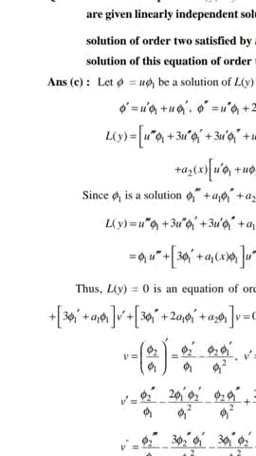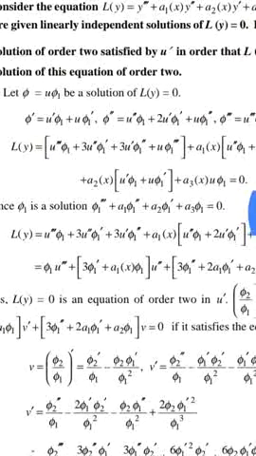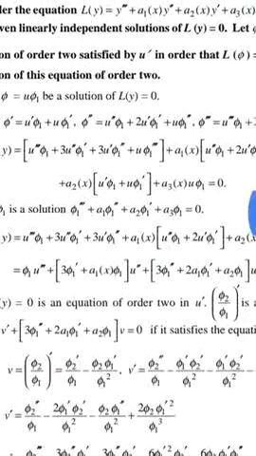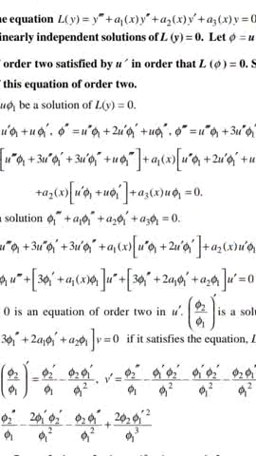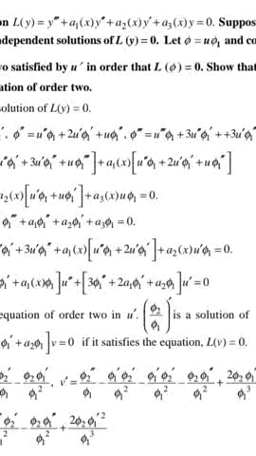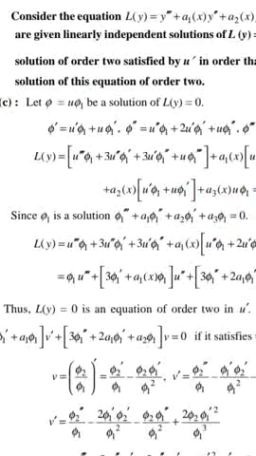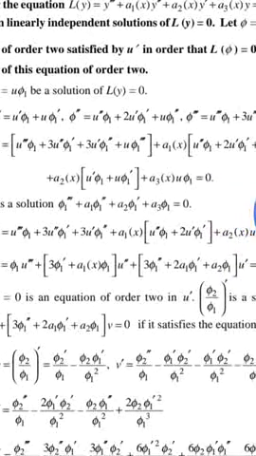L of y is equal to u triple dash phi 1 plus 3 u double dash phi 1 dash plus 3 u dash phi 1 double dash plus u phi 1 triple dash plus a1 of x times u double dash phi 1 plus 2 u dash phi 1 dash plus u phi 1 double dash plus a2 of x times u dash phi 1 plus u phi 1 dash plus a3 of x u phi 1 is equal to 0.